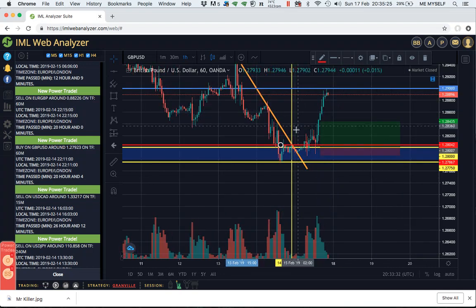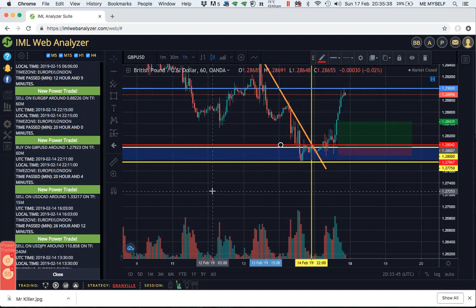Okay, so these quarter points allow you to place your stop losses, place your take profit targets, and also give you decent entries into the market as well. Cool.